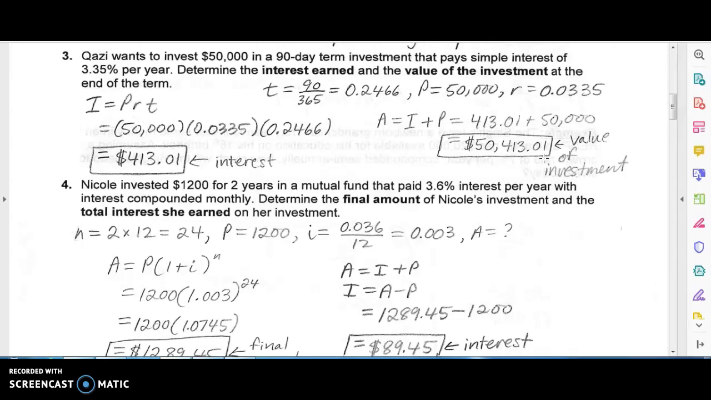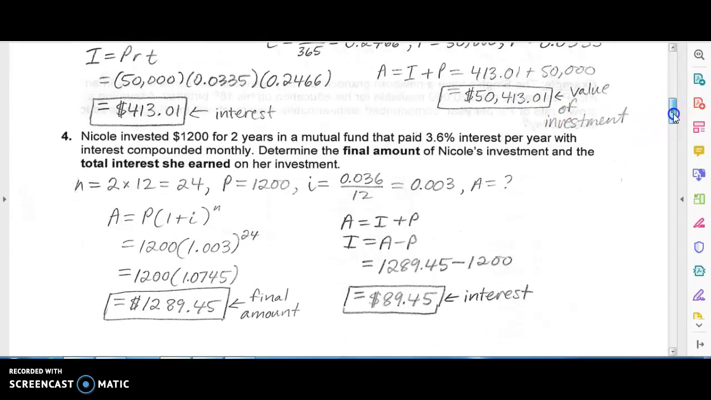So just be careful that you are answering what the question is asking us. If you stopped here, you've only answered that the interest is $413.01. Because the question asks us to tell what the value of the investment is, we need to do the second part here. Okay, so take the interest, add it to the original amount invested, and there's our total value.